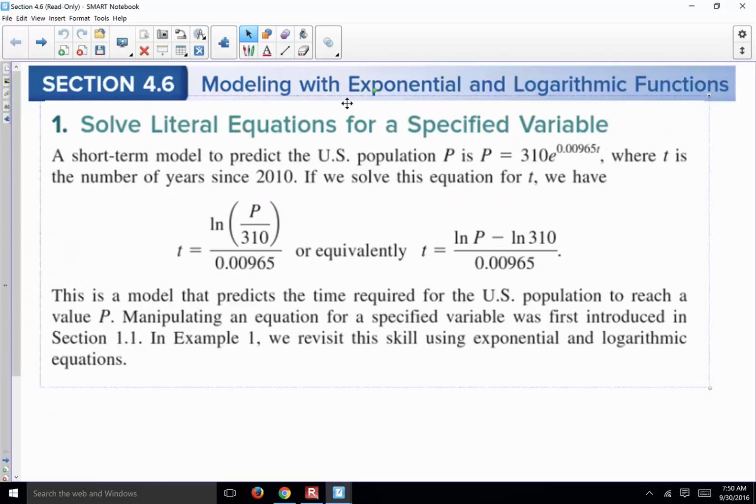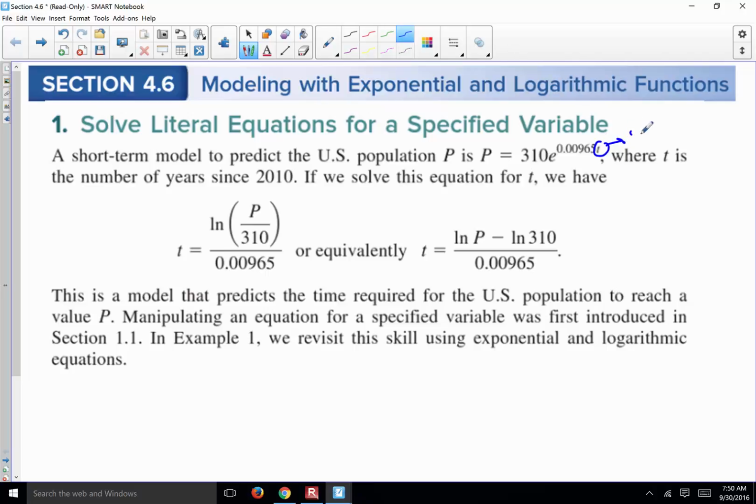But sometimes the question is flipped. They don't ask what the population is going to be after 50 years. They say, for planning purposes, how many years does it take to become 350 million people? Sometimes they give you this side, and this will be asked.